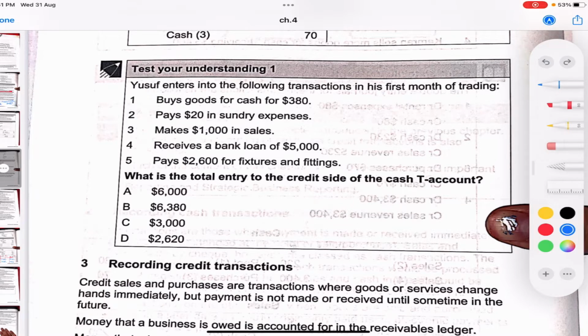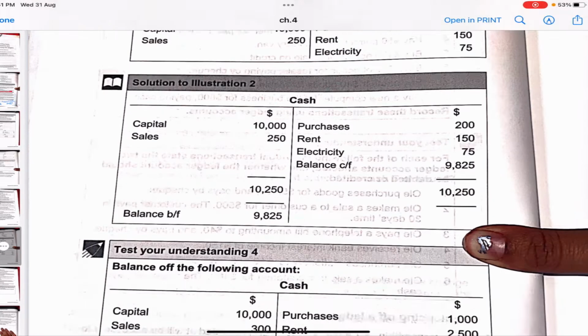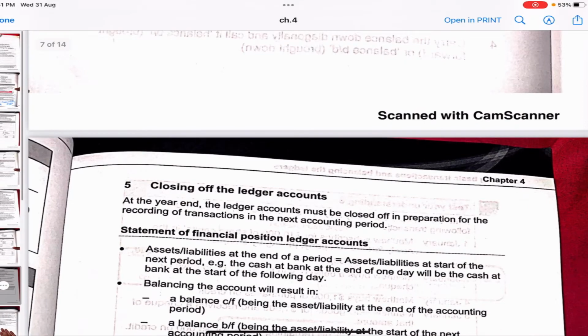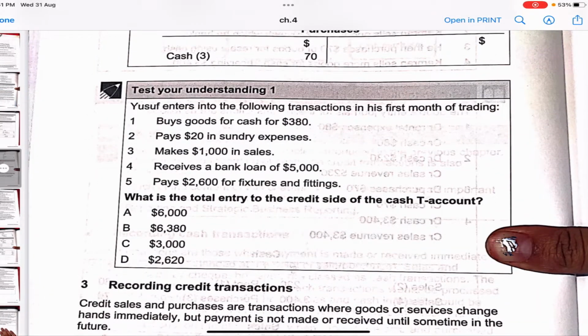What is the total entry to the credit side of the cash T account? So what do you understand by T account? T account is nothing but the ledger account. Hope that is also clear for you now. T account is nothing but the ledger account, right? So let's start doing this question. Let's first discuss the journal entries of the same, and then let's see.